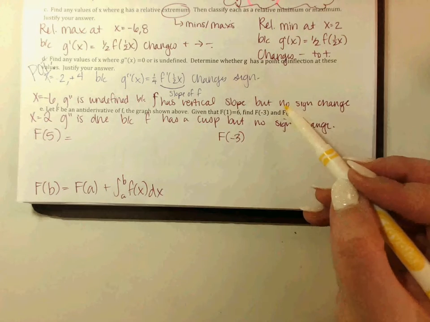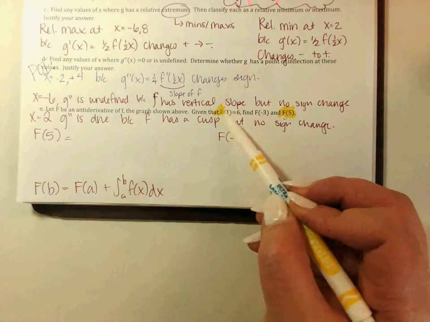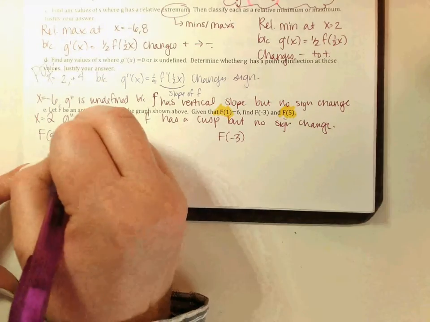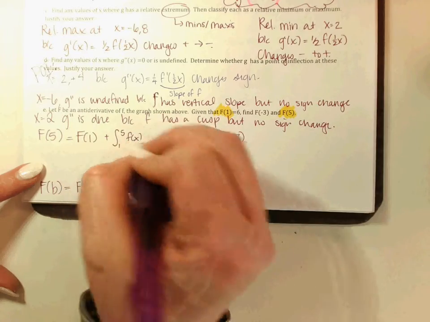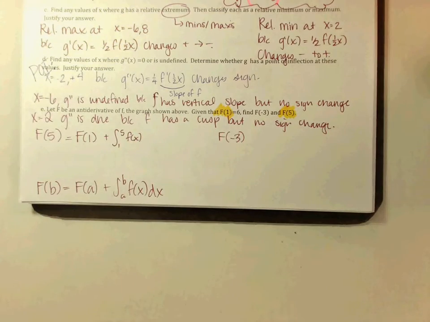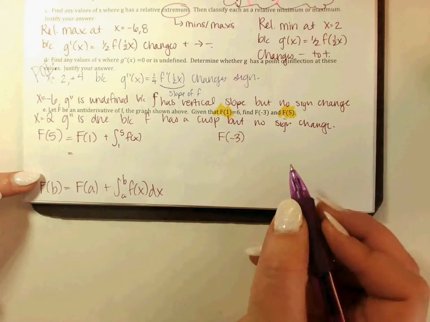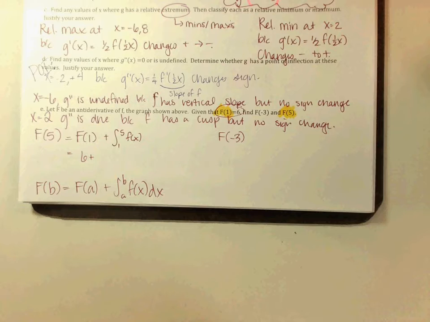So we want capital F at 5. What capital F do we have? We have it at 1. Then we'll have to add the integral from 1 to 5 of little f. Capital F of 1 is how much, they told us? 6. And then the integral from 1 to 5, I'm just going to look up at my graph, find the area.